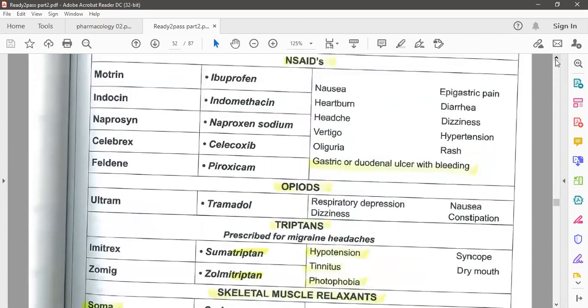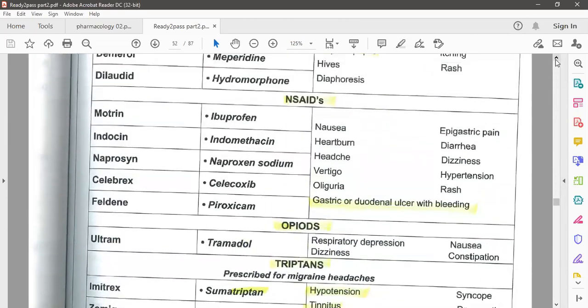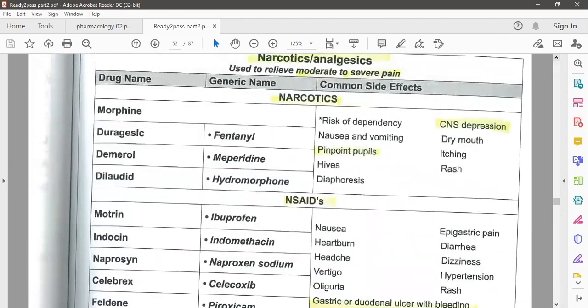And what are the other opioids we basically use? Here I said we use meperidine, another one.